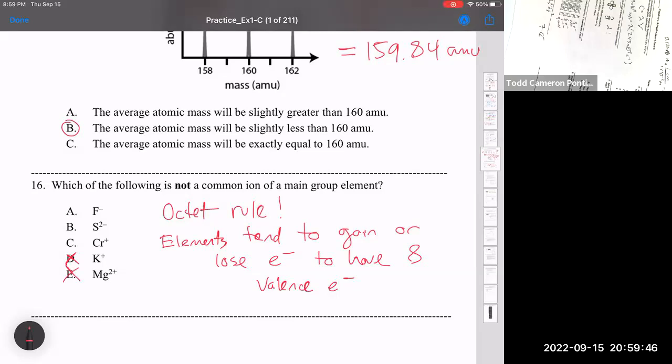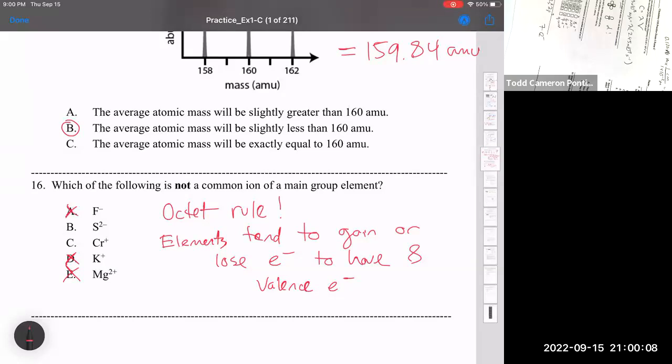Going to the other side of the periodic table, looking at fluorine. Fluorine has 7 valence electrons. Is it going to be easier for it to lose all 7 of them or just gain 1 more? Gain 1 more. So fluorine will tend to gain an electron to become F minus.